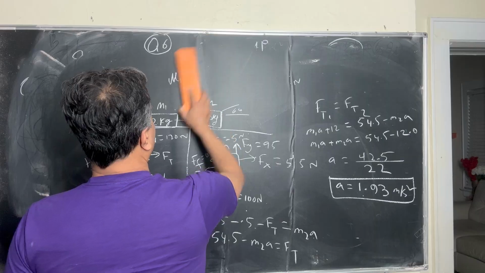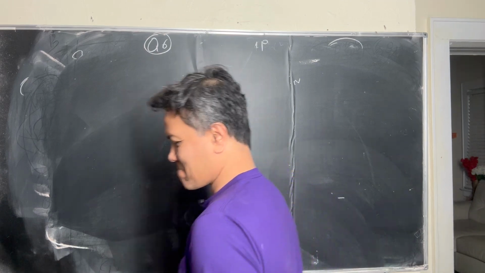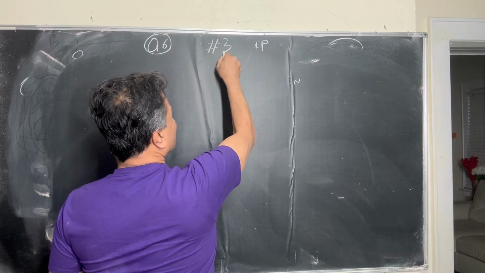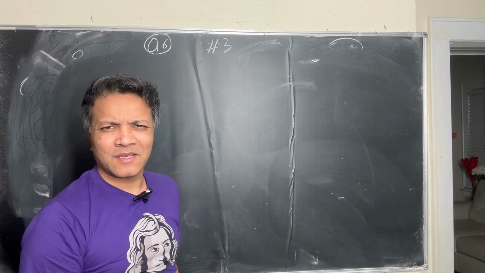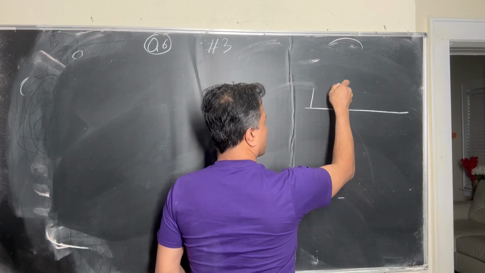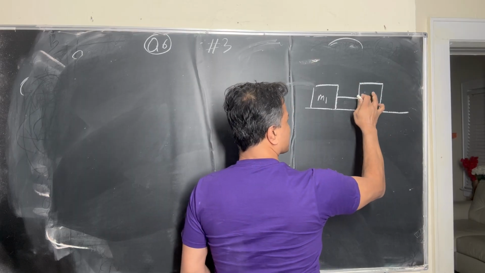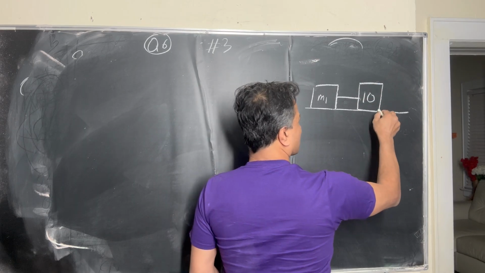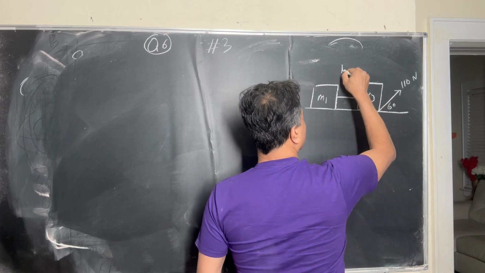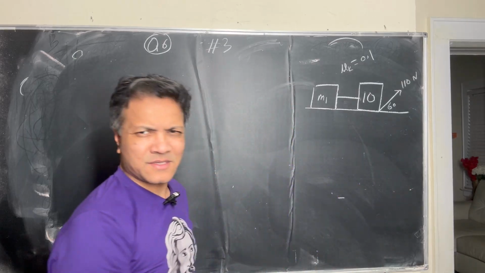Problem 3, I'm already tired. All right, so problem 3. The story is I did not give you the mass. Okay, so let's start from here. This is M1. I never gave you M1. This is M2, which is 10 kilogram. You pull it by 60 degree applying 110 Newton. Mu k is 0.1. That's it. I ask you to find m1.